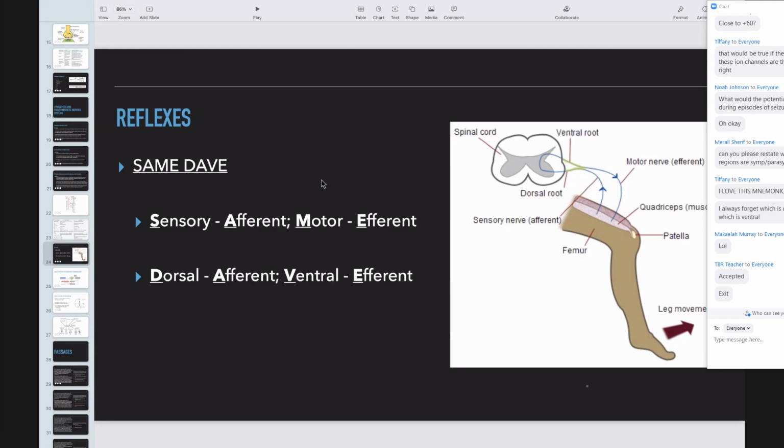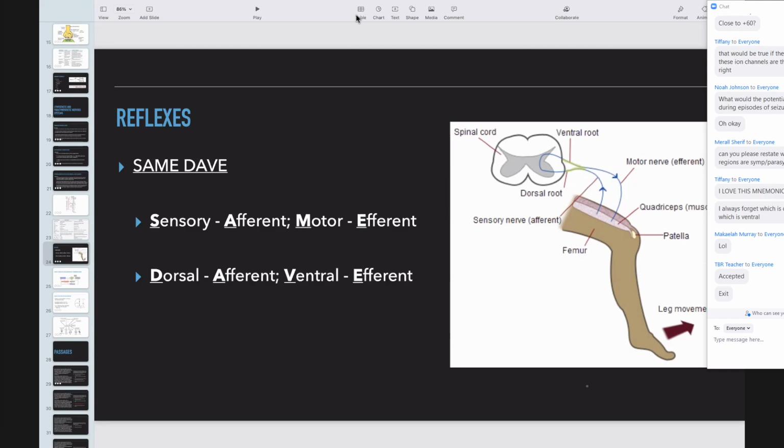But then you might also get asked, what side of the spinal cord is it entering? So same sensory afferent, motor efferent. Dave: dorsal afferent, ventral efferent. So what is dorsal? If you ever think of fish, I absolutely love fish. I'm obsessed with aquatic life. The dorsal fin is on the back, right? So the dorsal is the back side.